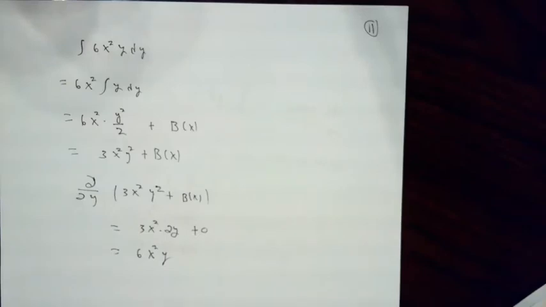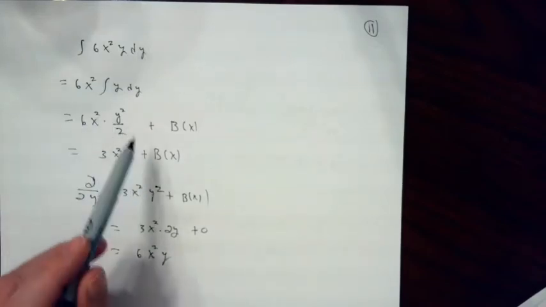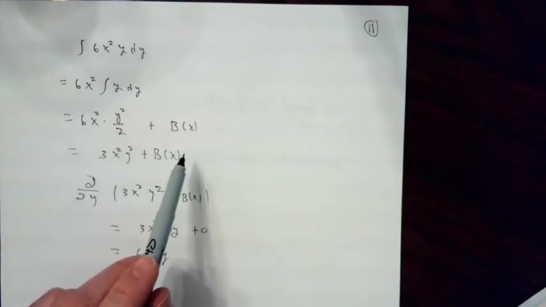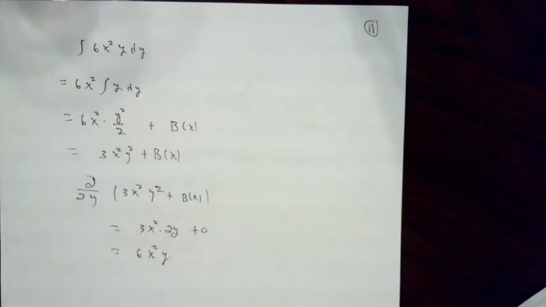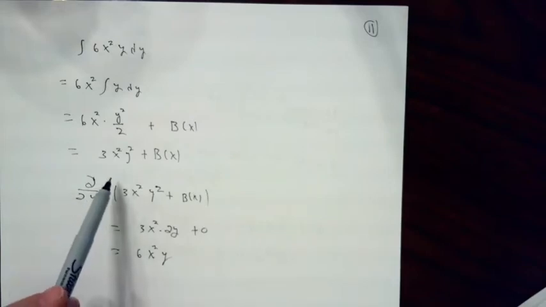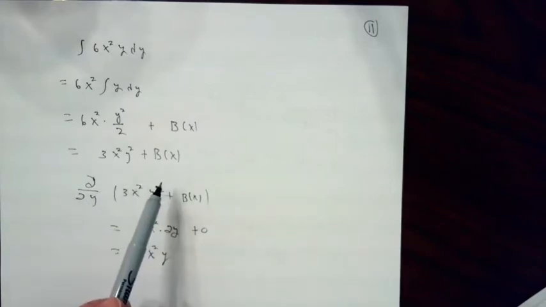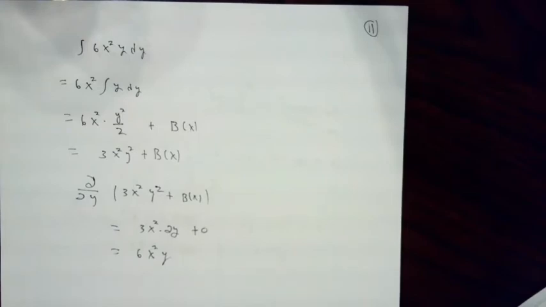If we integrate thinking of y as being the variable, though, now 6x squared is the constant factor, which can be pulled out of the integral. Antiderivative of y with respect to y is y squared over 2, and then given one partial antiderivative, I add the constant of integration, b of x, this being constant with respect to the y variable. You get 3x squared y squared plus some unknown function of x only, b of x.